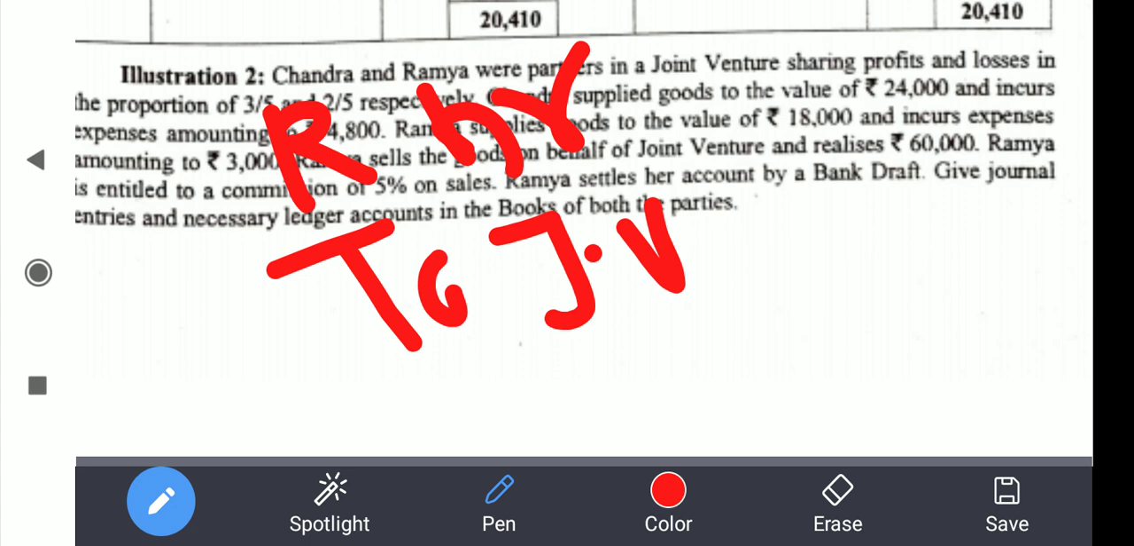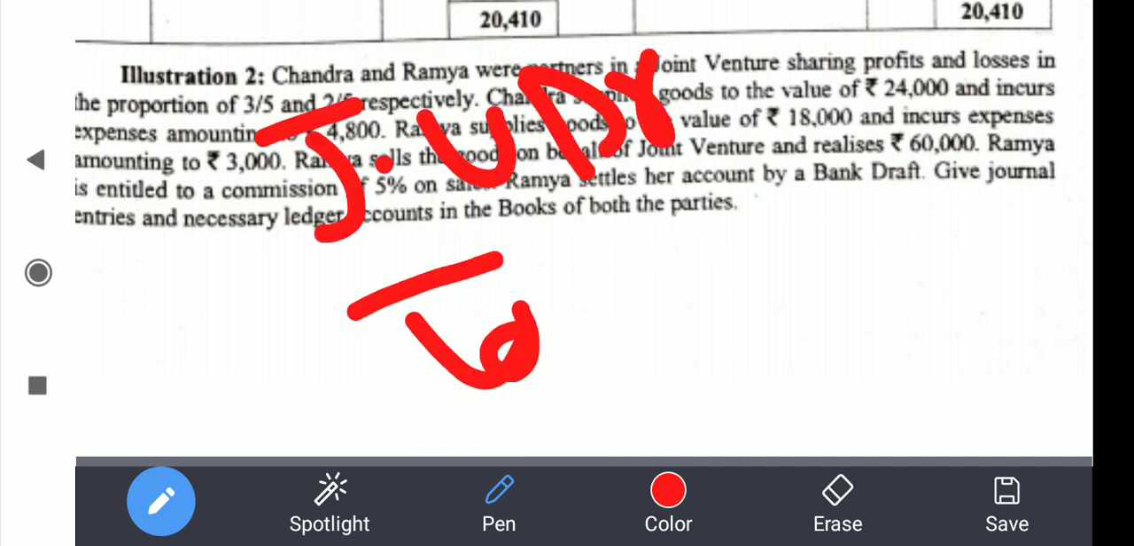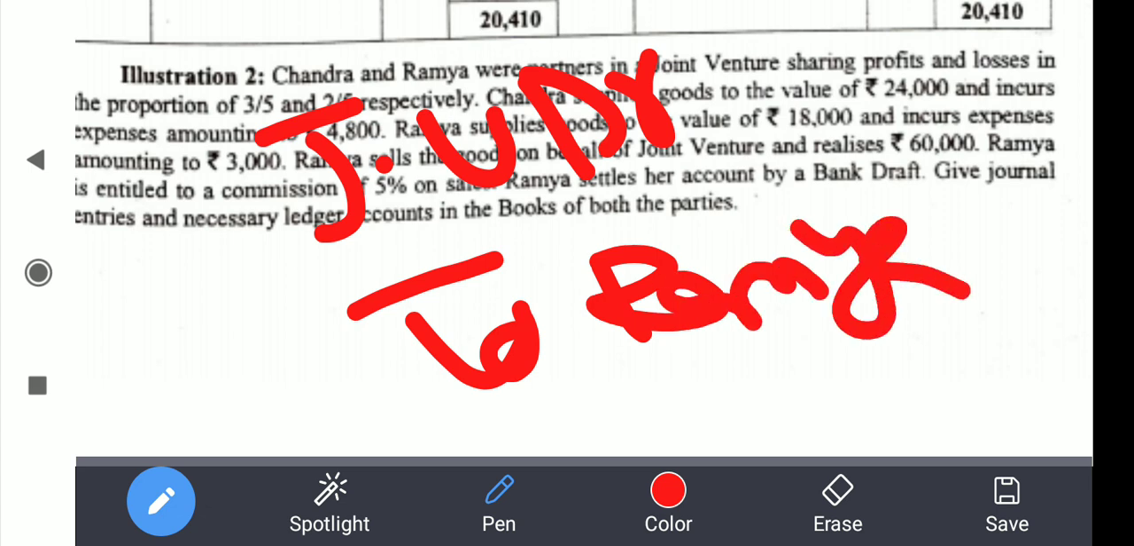Then the next thing is Ramya is entitled to a commission of 5% on sales. That is 60,000 into 5%, that is 3,000. So what is the general entry for commission entitled by Ramya? Very simple. Joint venture account debit to Ramya account. That commission goes to Ramya account. If any balance is there, that balance amount is sent by Ramya to Chandra. This is the procedure.